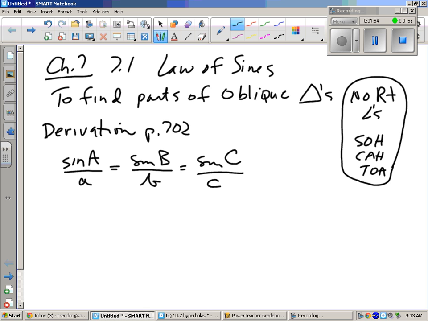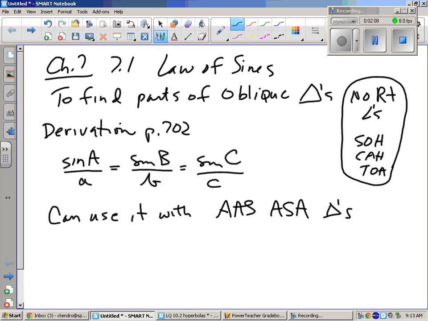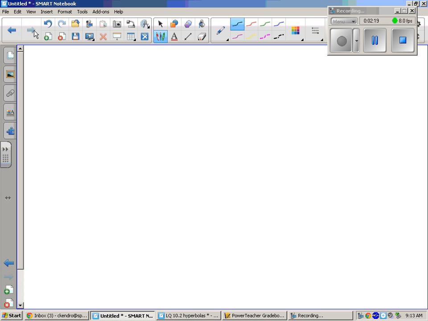For the law of signs, you can use it with angle angle side triangles and angle side angle triangles. You can't use it with side side side or any others. Only angle angle side and angle side angle. So let's do an example.